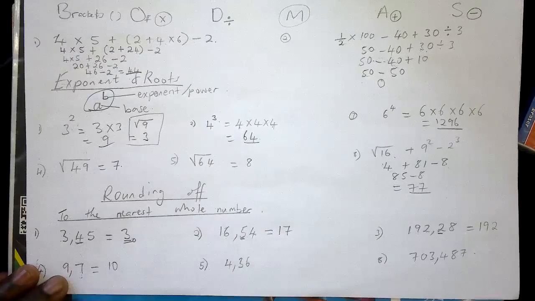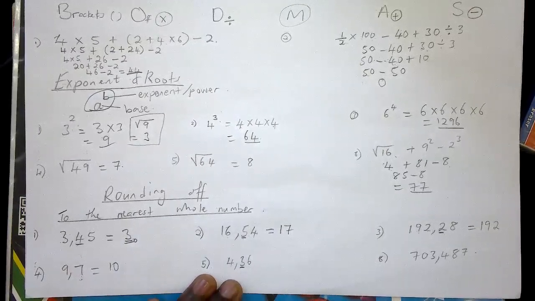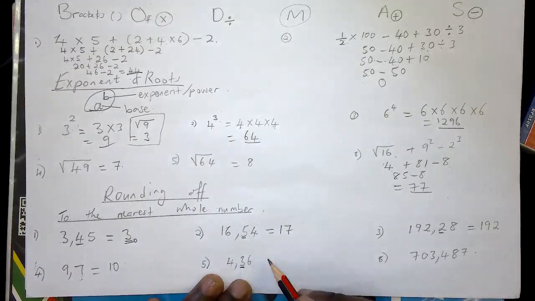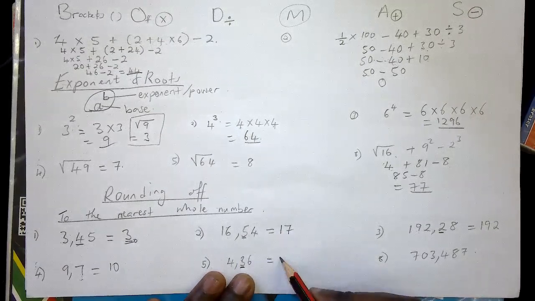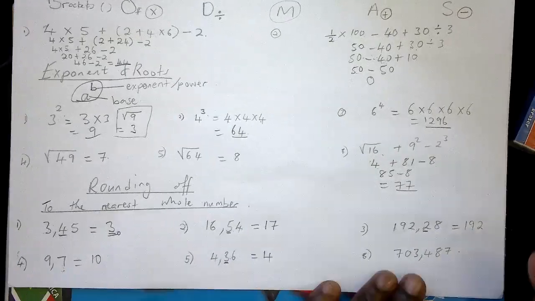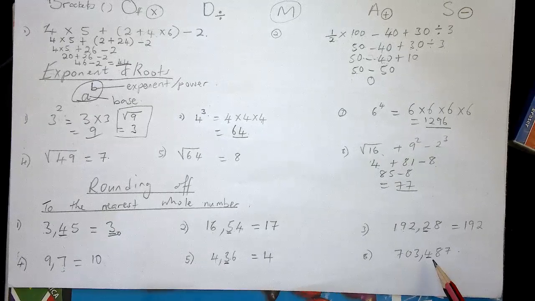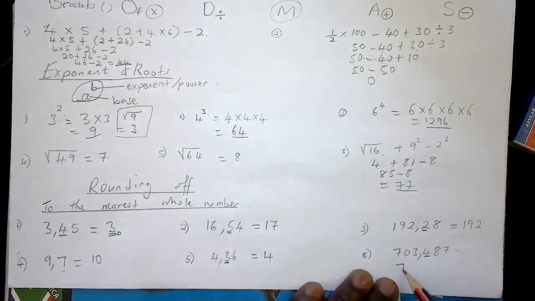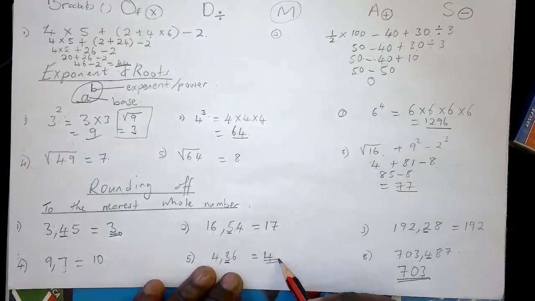Then 4,36, we look again at the number after the comma when it's one round of the whole number. Then we check there, it doesn't change, because it's below 5. Then we say what? It's going to be equal to 4. Then when you go here, again, we check the number after the comma. We see that it is below 5. So it's going to remain 703 like that. So these are our answers now. Okay.